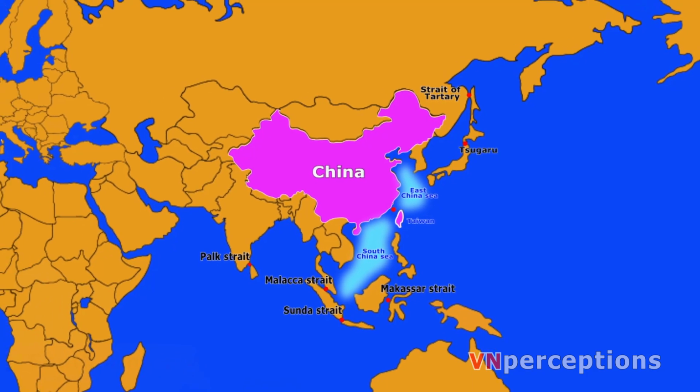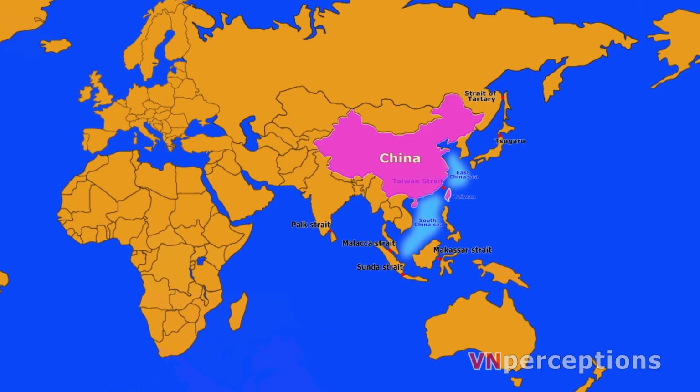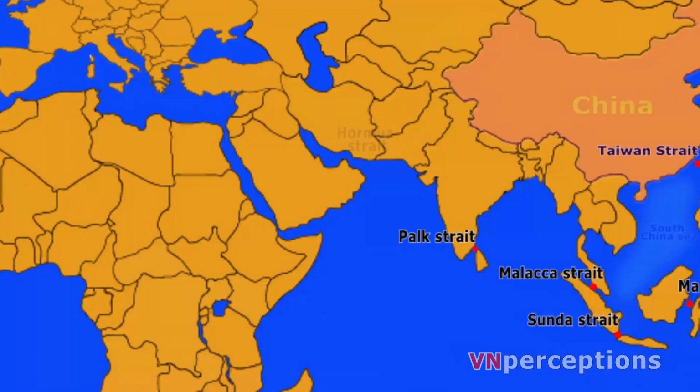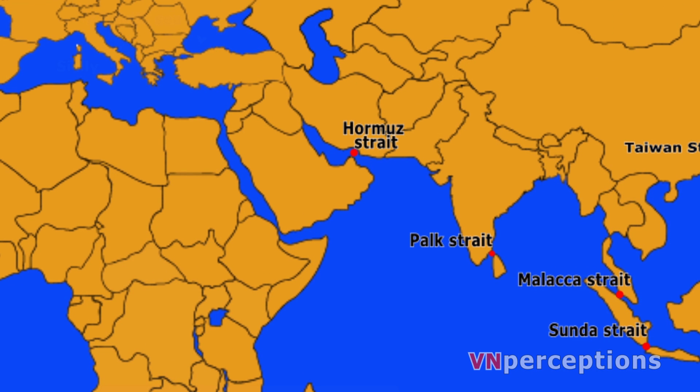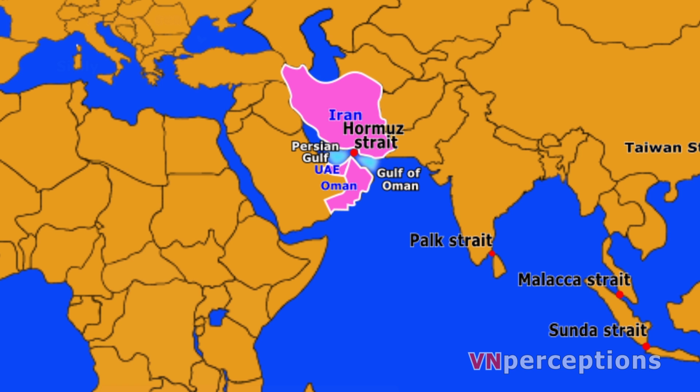Let us look at the straits that lie around Arab countries. First one, Hormuz Strait, connects the Persian Gulf with the Gulf of Oman and separates the United Arab Emirates and Oman in the west from Iran in the east. It is the strategically most important strait of the world as it controls the oil trade from the Gulf countries.